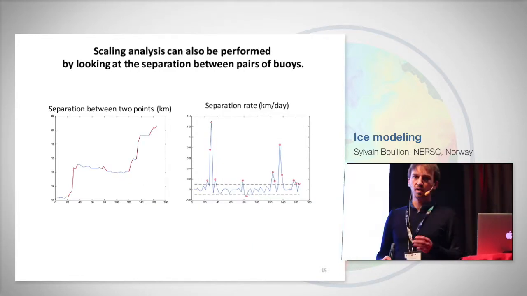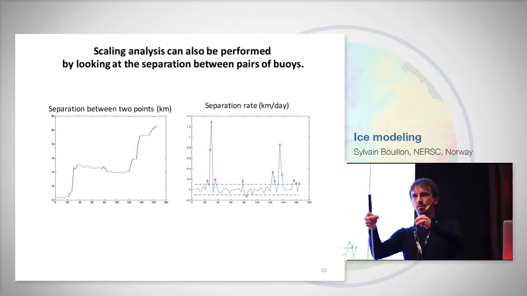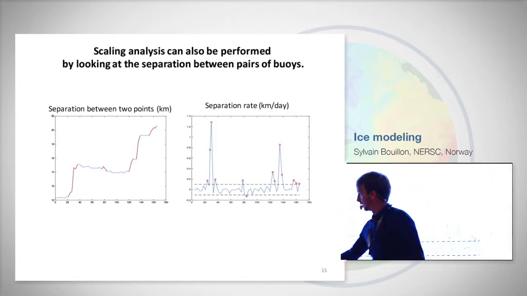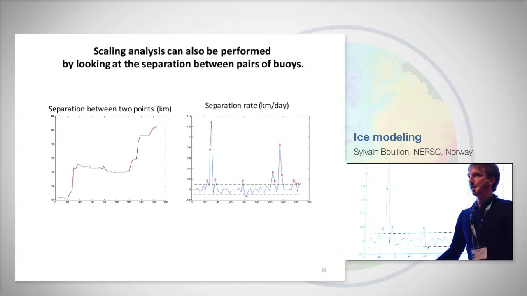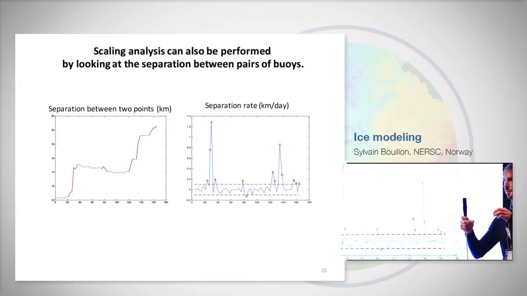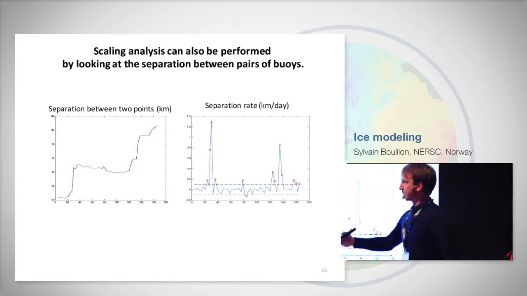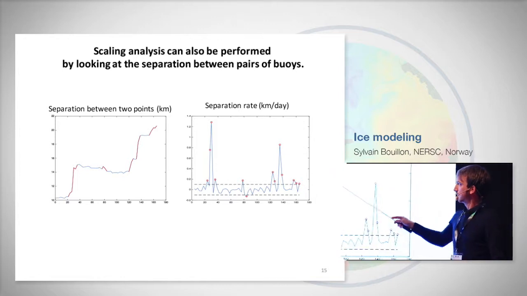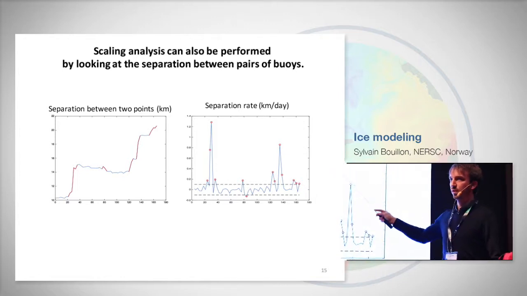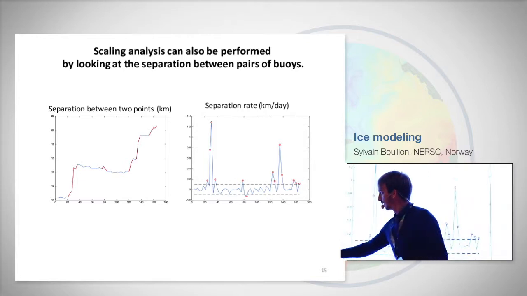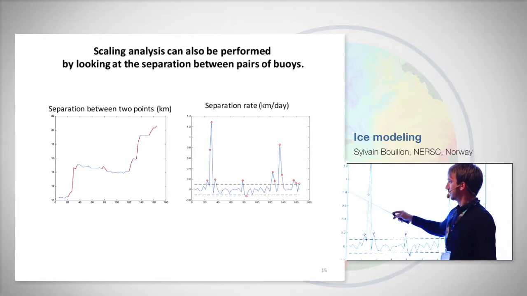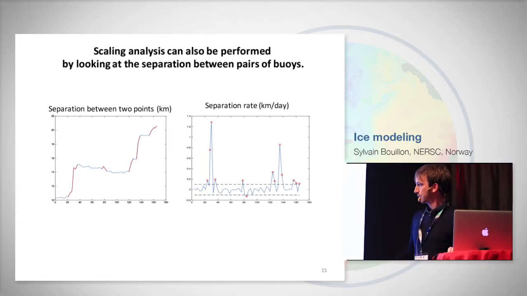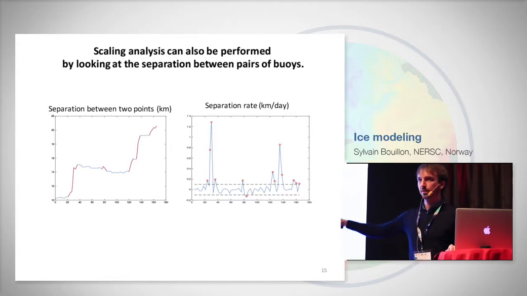And we can do the same in time. If you take two buoys, or two points in the sea ice, that have an initial separation of 10 kilometers, and then you follow how the separation evolves in time, you will see this localization of the separation rate in time. So this is the separation rate in kilometers per day. Here we can identify two events where the separation strongly increases in a matter of a few days. So deformation is also strongly localized in time.